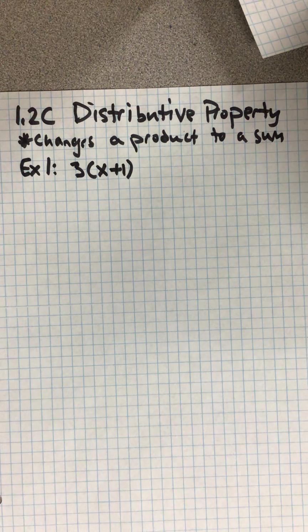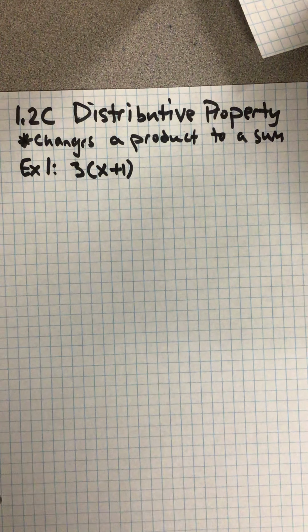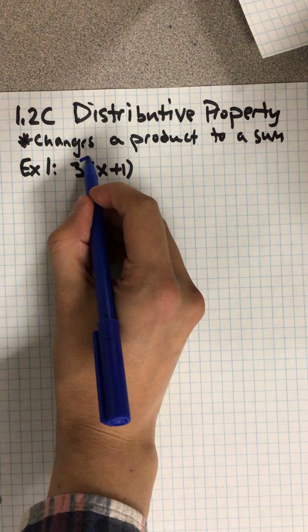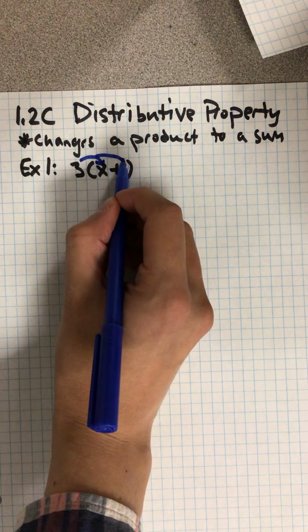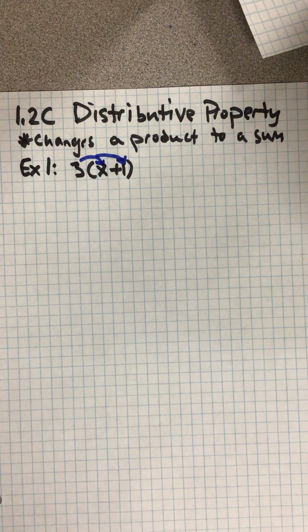Now, if you are familiar with the word distribute, it might help. You might be able to see where this is going. So for this one, we have the 3 sitting outside of our parentheses, and we're going to distribute it through and eliminate our parentheses in the same step. So we distribute the 3 by multiplying it by everything that is inside of our parentheses. So we need to multiply the 3 times the x, and then the 3 times the 1.